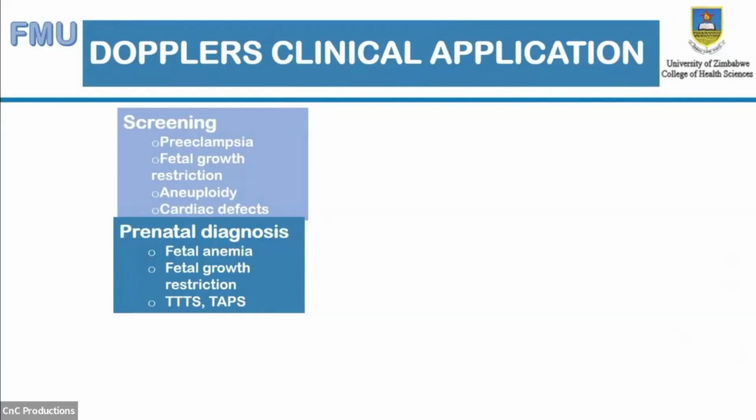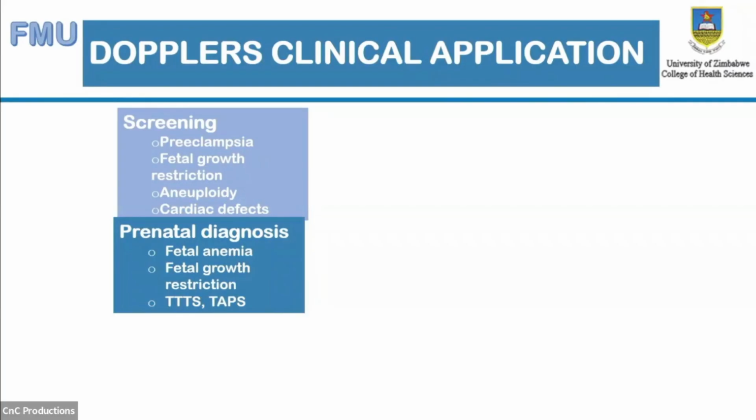Then lastly, in the first trimester, cardiac defects. So a reversed A wave is not only an additional marker for aneuploidy, but it's also a marker for cardiac defects. So when we see it in the first trimester, even if the aneuploidy screen passes, then we book the patient for an early fetal echocardiography at 16 weeks and probably another one at 20 weeks.